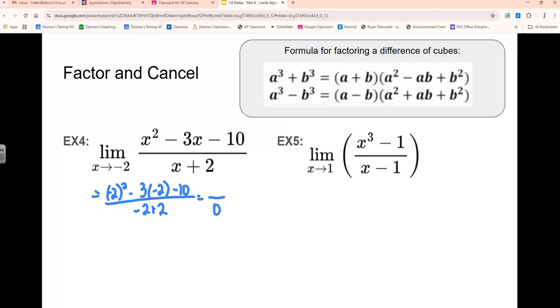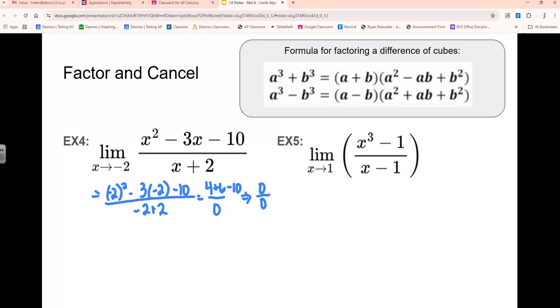And I'm already seeing a 0 in the bottom, so this is not looking good. I'm getting 4 plus 6 minus 10. That gives me 0 over 0. So direct substitution has failed. Right? I can't do it.